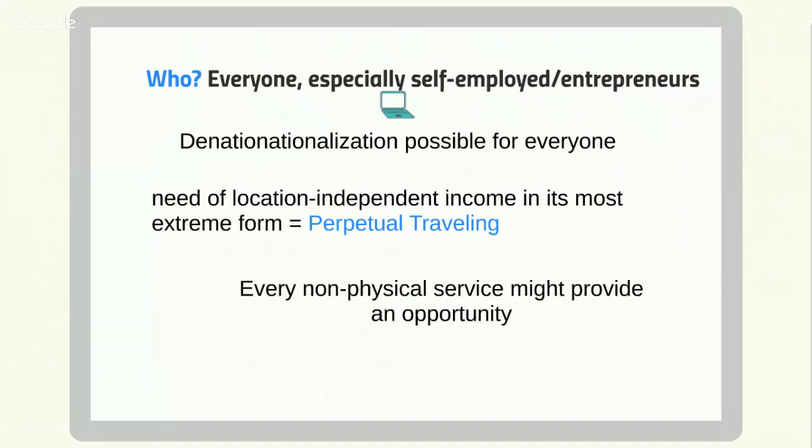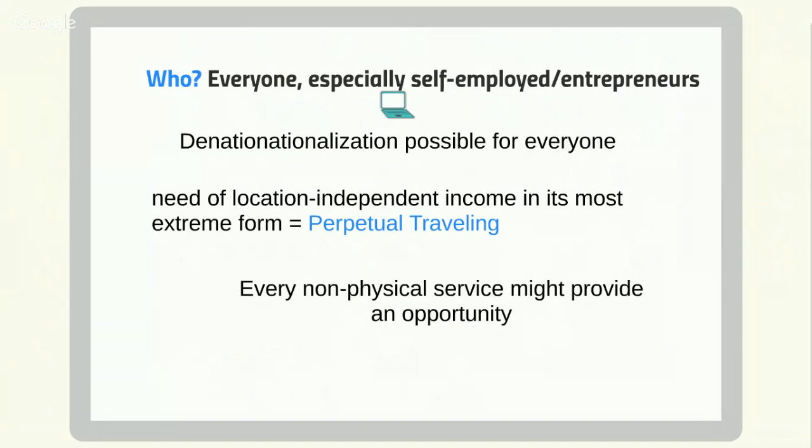But basically you need location-independent income. You just work from everywhere, online, with your own business, or as a self-employed programmer, or writer, or designer. And yeah, don't live with a fixed residency. You just change locations as you like, as you have to concerning your visas in other countries. And for this location-independent income, like I said, every non-physical service you can imagine might provide opportunity.